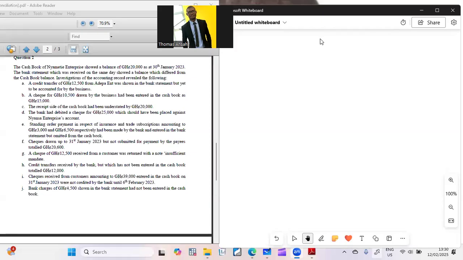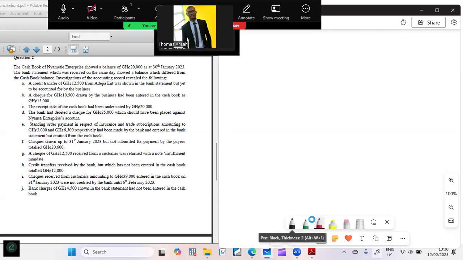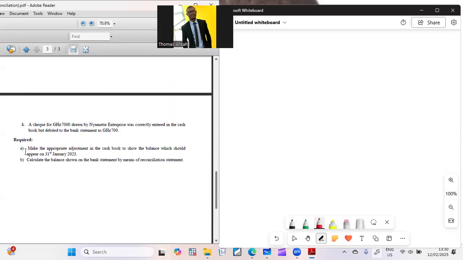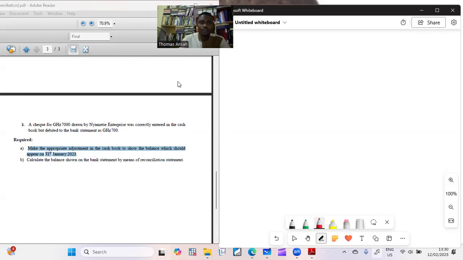All right, so let's look at these bank rec questions and deal with them quickly. We know that in every bank rec question, we need to prepare our adjusted cash book and our bank reconciliation statement. If you look at the requirements of the question, that is what it asks: make the appropriate adjustments in the cash book as at 31st January 2023, and also show how the bank rec will be.